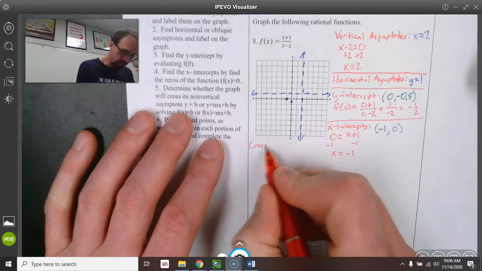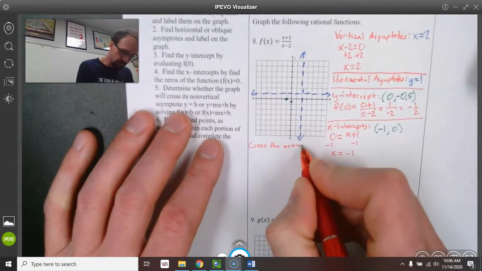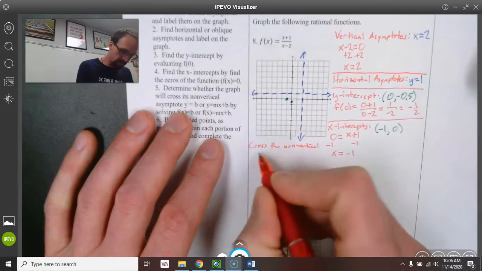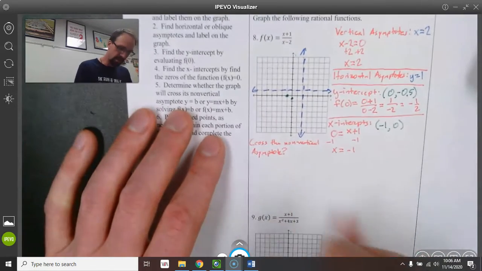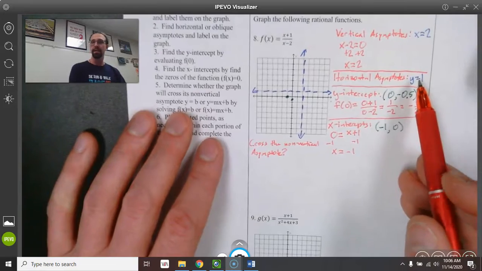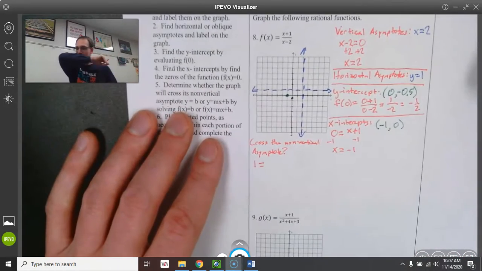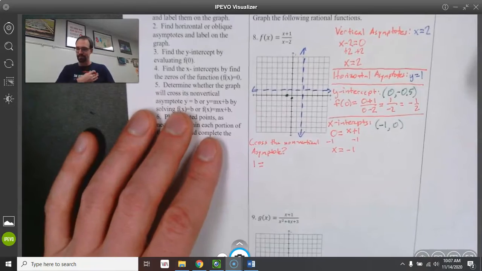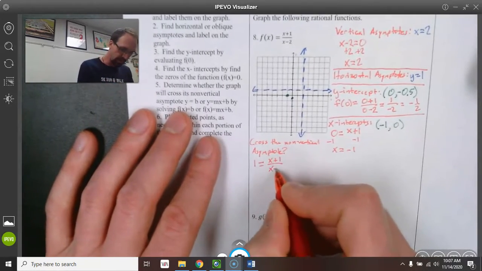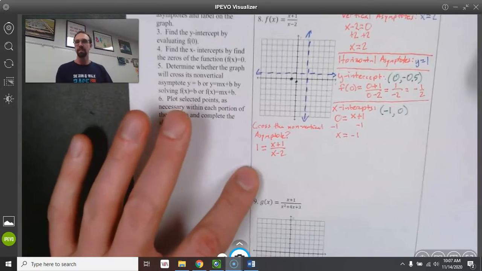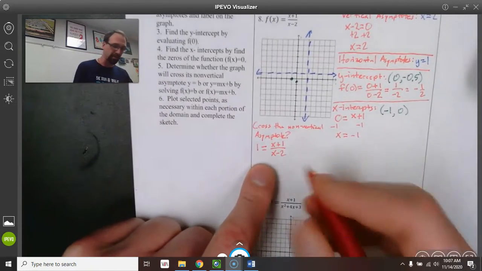So we're going to call this cross the non-vertical asymptote? So in this case, it says y equals 1, so we set 1 equal to x plus 1 over x minus 2. Now I want to solve for x. To do this, I need to multiply by x minus 2 on both sides.